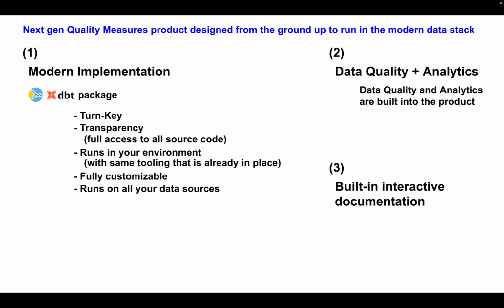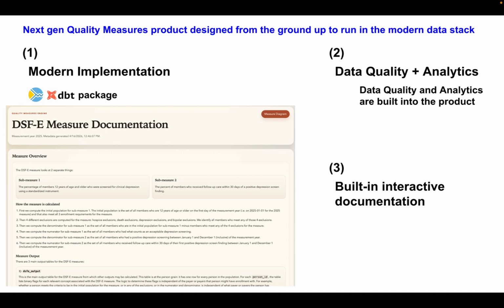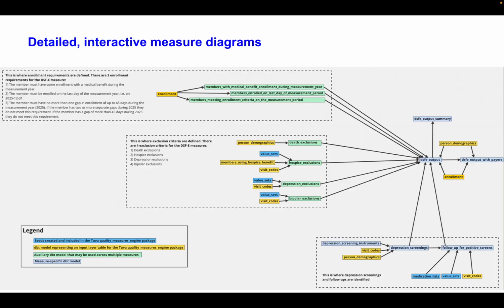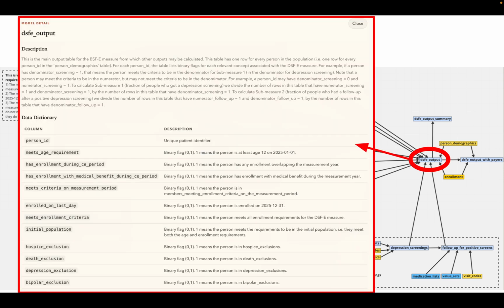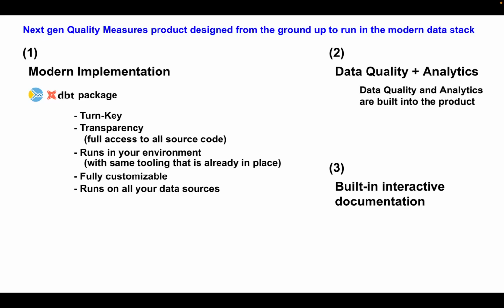And the third key idea that goes into the design of this product is built-in interactive documentation. So every measure comes with an interactive page that gives you an overview of the measure, an explanation of all the logic that goes into the measure. Any potential sub-measures within a measure are explained. And there's also a visual diagram that goes with every measure that explains the whole flow of data transformation used to calculate that measure. Every node in this diagram is a DBT model. It's clickable. You can expand it to see a full description of why that transformation step exists, what the data dictionary for that node is, and understand in full detail how the measure works.